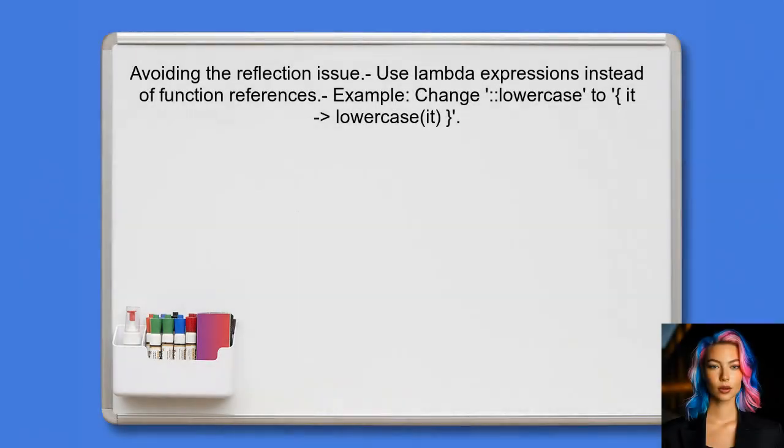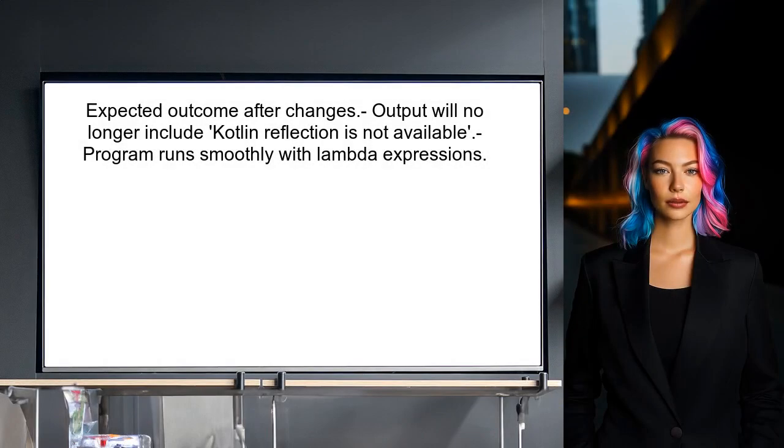To avoid this issue, the user can use lambda expressions instead of function references. This way, Kotlin does not need to use reflection. By making this change, the user should see that the output no longer includes the reflection message, and the program will run smoothly.